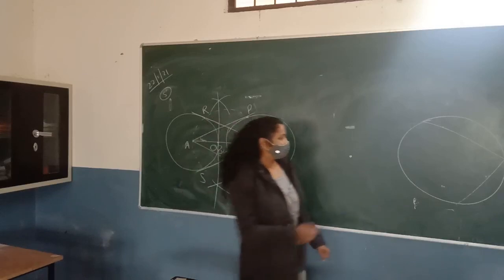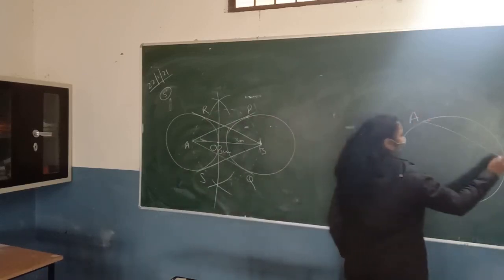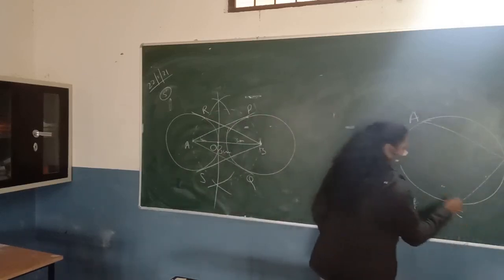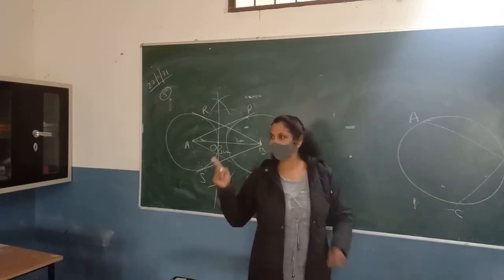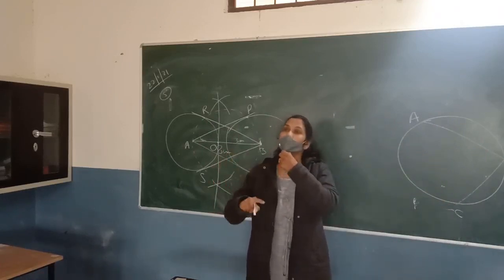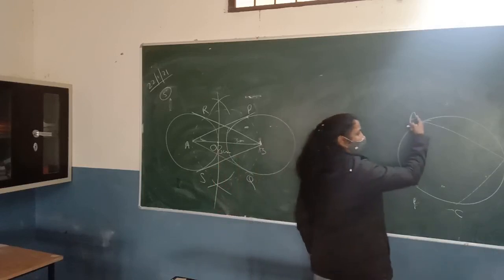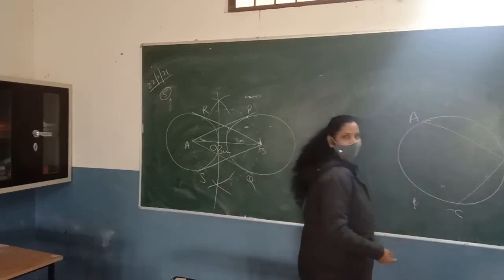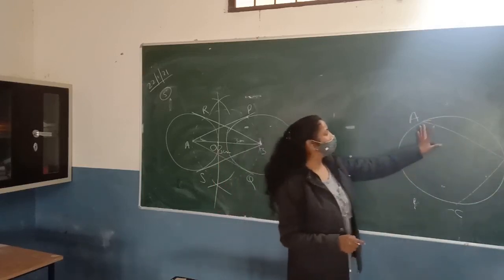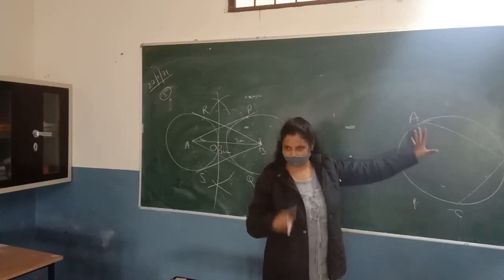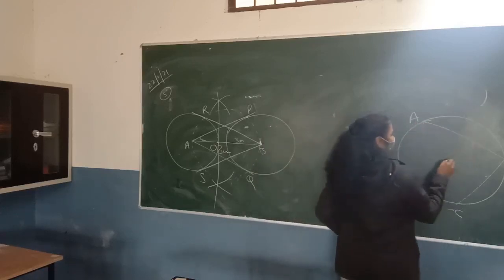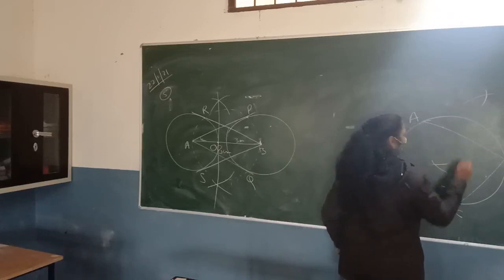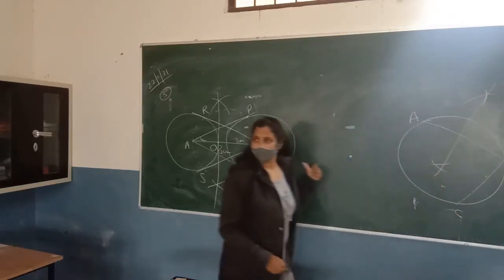Yes. Now we will construct the perpendicular bisector of these chords. We know that the perpendicular bisectors meet at the center of the circle. So draw the perpendicular bisector of AB and BC. The method is the same. You will take a length more than half of AB to draw the arc on both sides from A and B, just like you did here, the same.